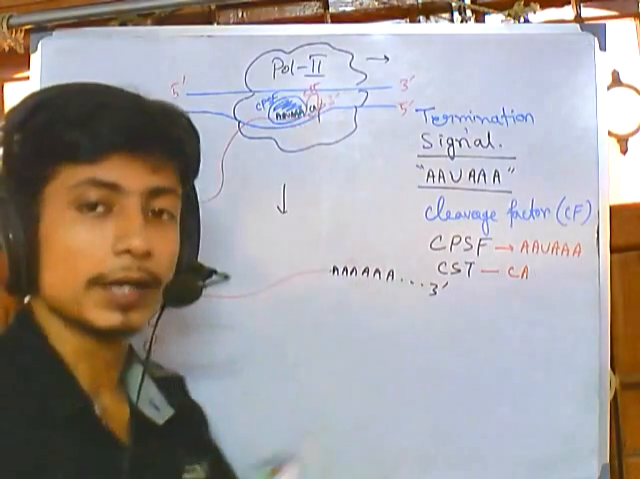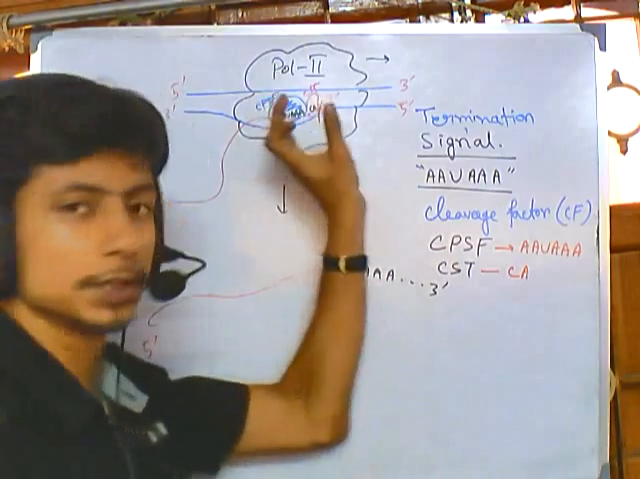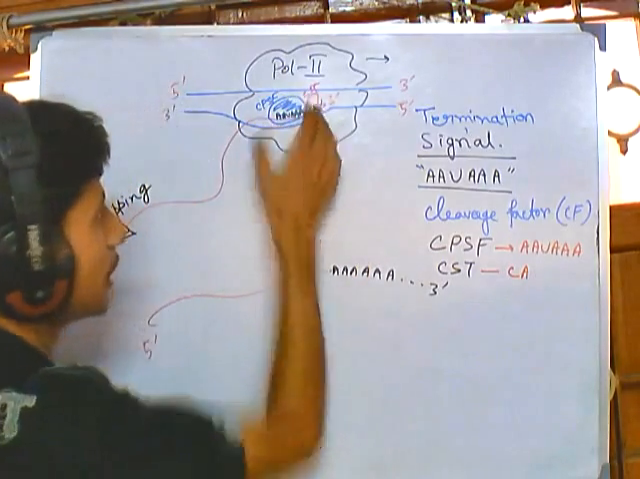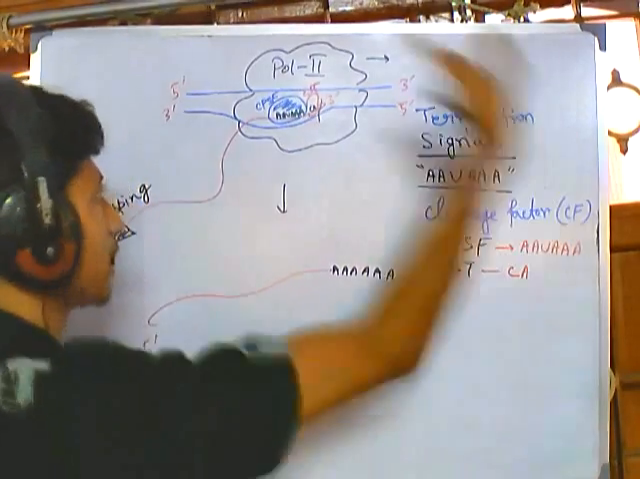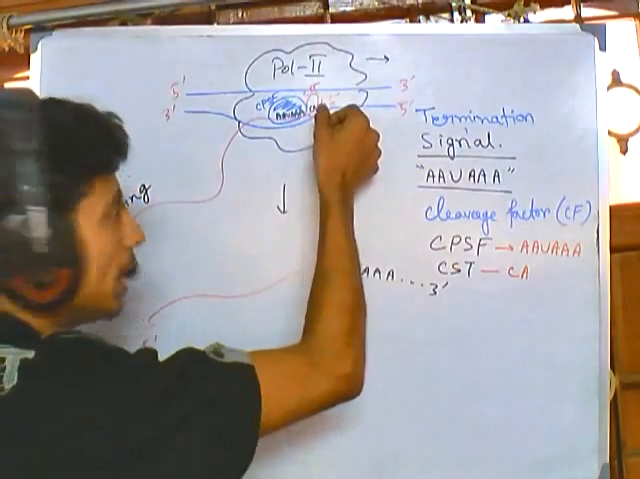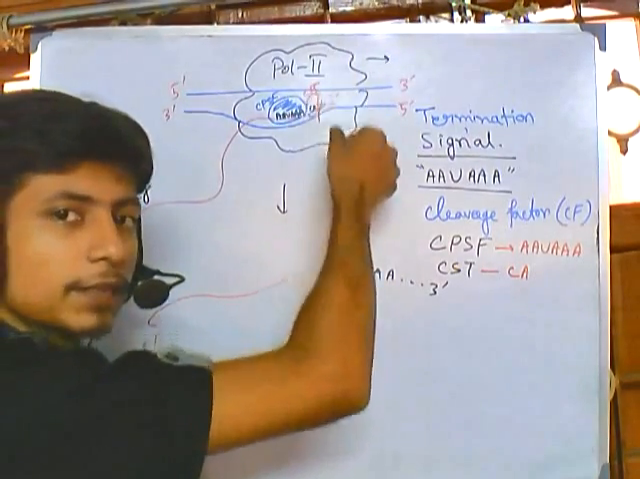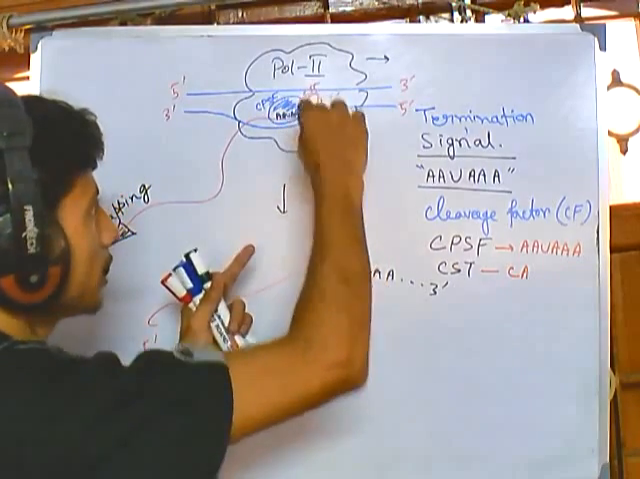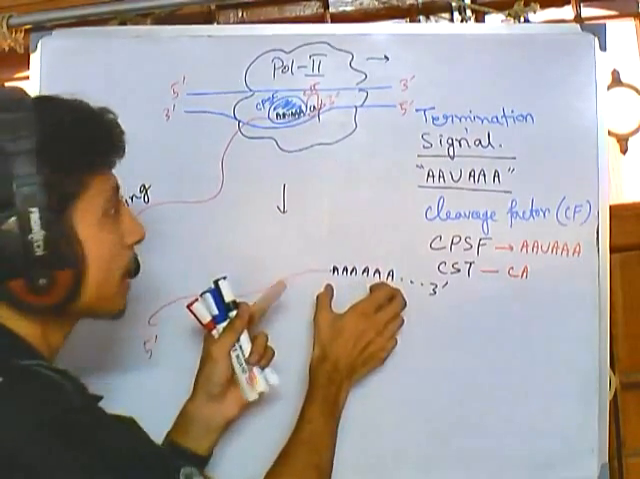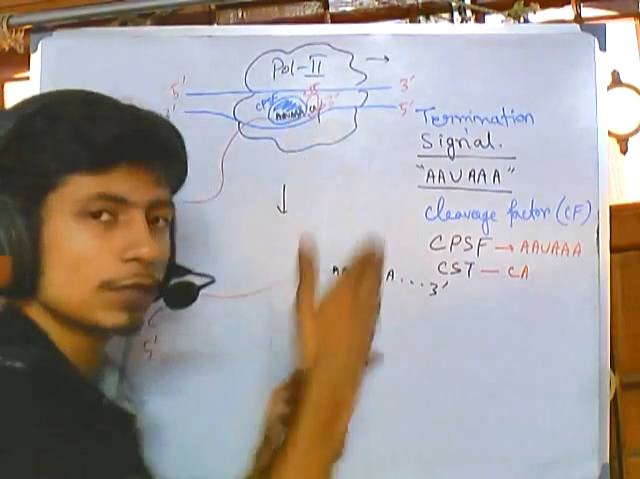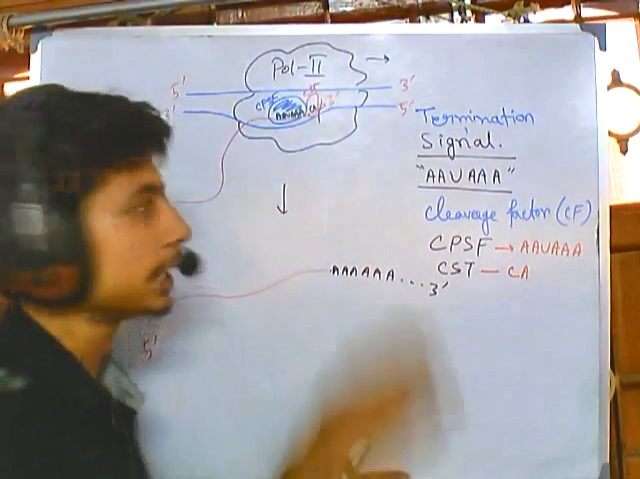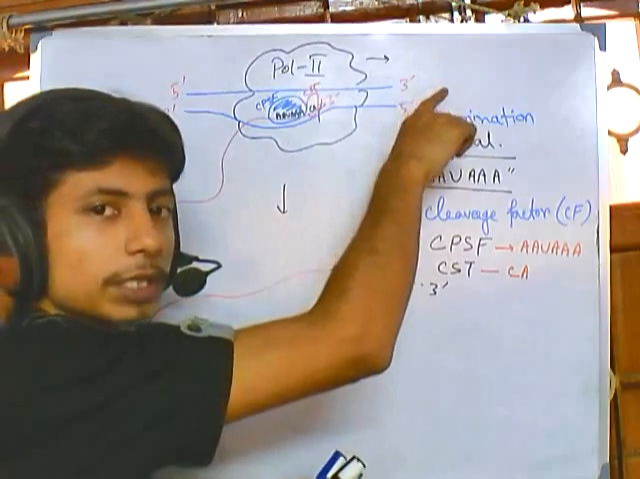So now we are much more concerned about the termination. Whenever we get the signal, CPSF, CST will bind with it, then a cleavage factor will come and cut it from this region. After it cuts right after the CA region, polymerase will start adding polyadenine. But this is not the end of the process yet. Polymerase is not falling out just right after the event. It is moving on in the forward direction.